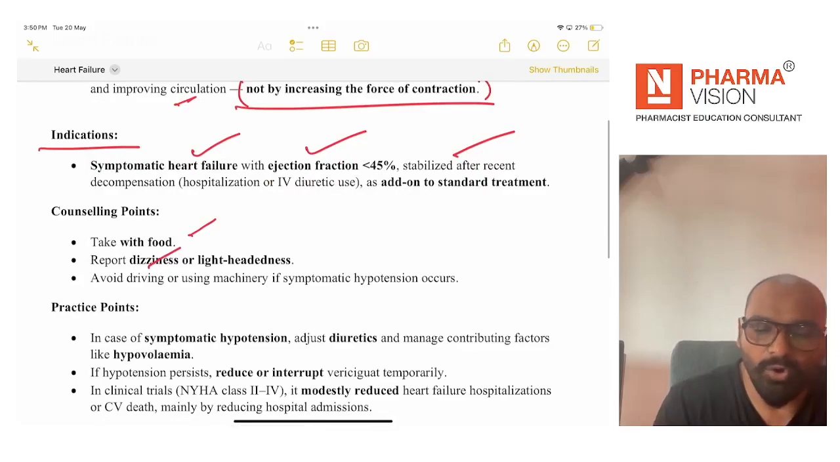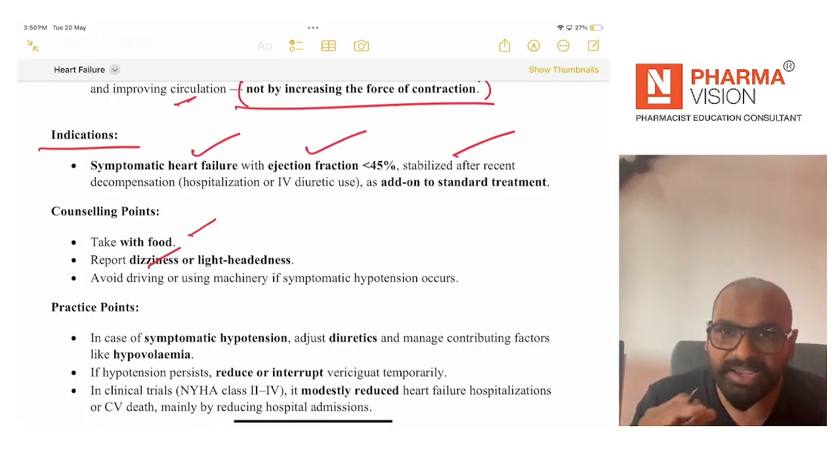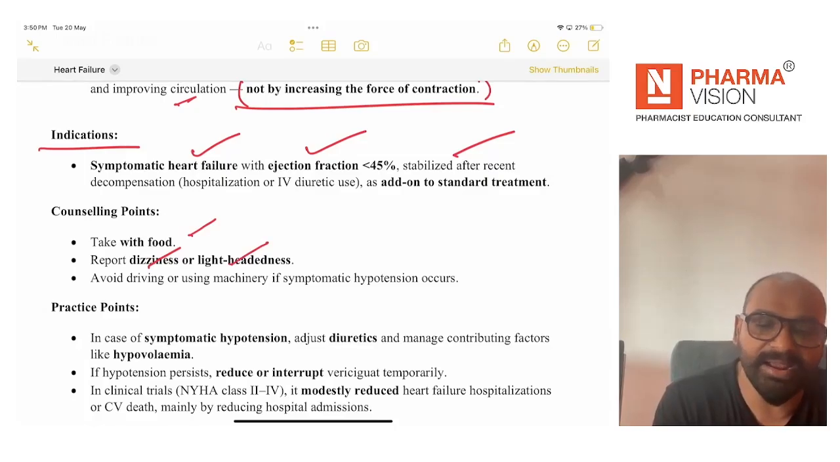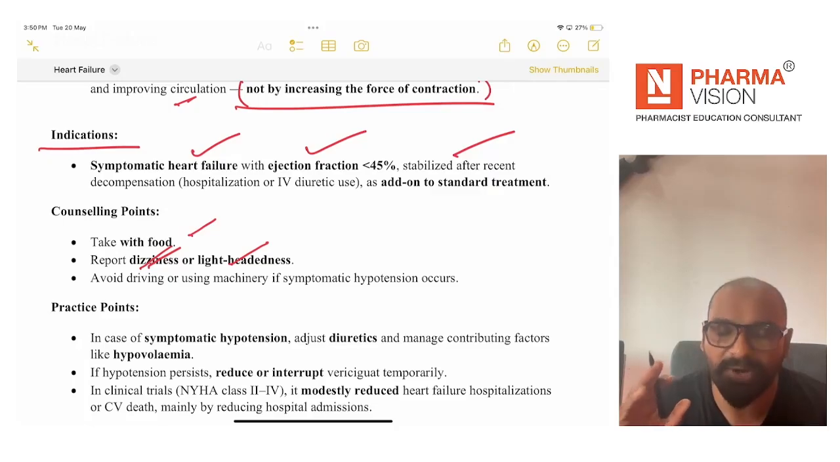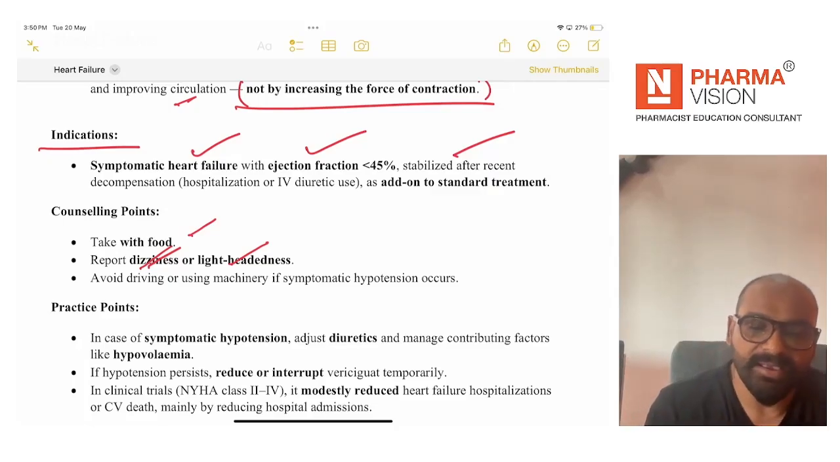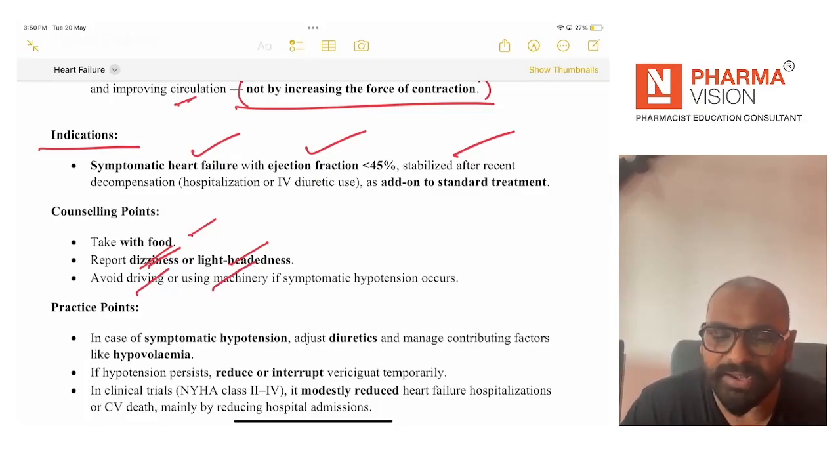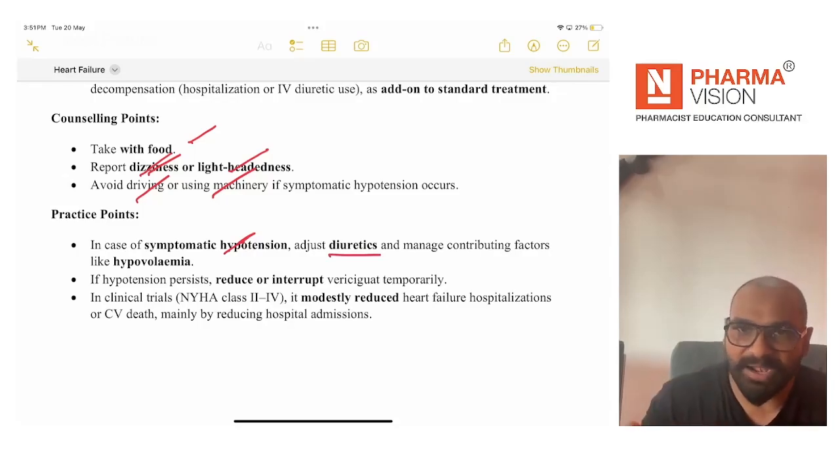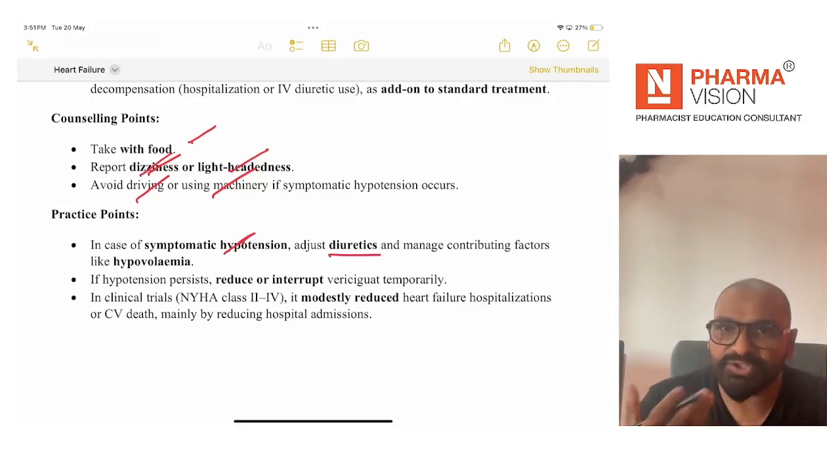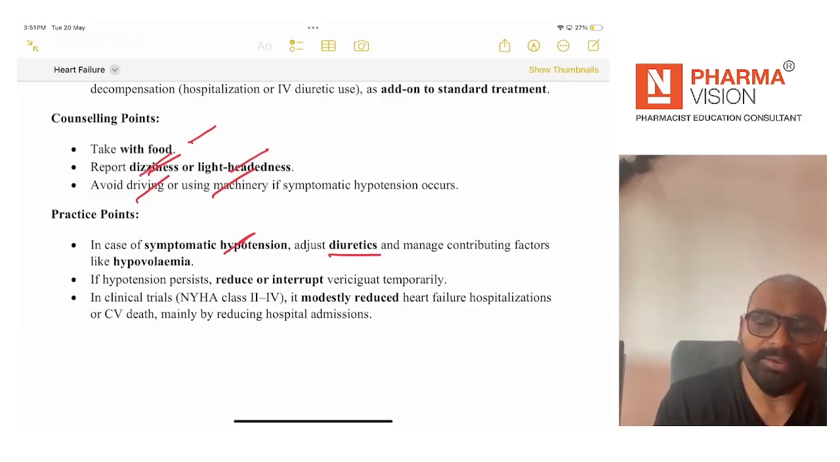Take with food. As with all hypotensive medications, it can cause light headache and dizziness. This is very common, and you can generalize it: all blood pressure reduction medications can cause these things. Avoid driving and using machinery while you are taking these medications. In case of symptomatic hypotension, and if the patient is taking diuretics, the patient might be more hypovolemic, which increases the risk of hypotension. So reduce the dose, that is fine.